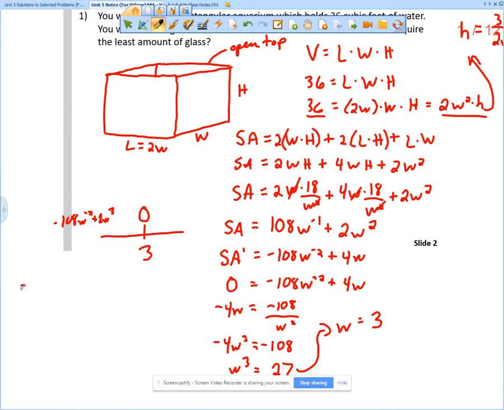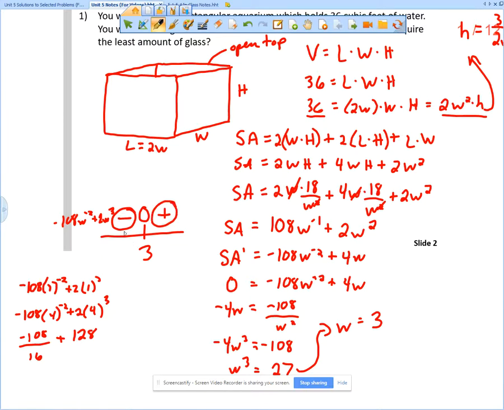Negative 108 times 1 to the negative second plus 2 times 1 cubed. Negative 108 times 1 to the negative second would just be negative 108, plus 2. Of course, that's negative. Now pick a number to the right, like 4. Negative 108 times 4 to the negative second plus 2 times 4 cubed. So negative 108 divided by 4 squared, that'd be negative 108 over 16, plus 2 times 4 cubed. 4 times 4 times 4 is 64, times 2 is 128. So negative 108 over 16 plus 128, of course, is positive.